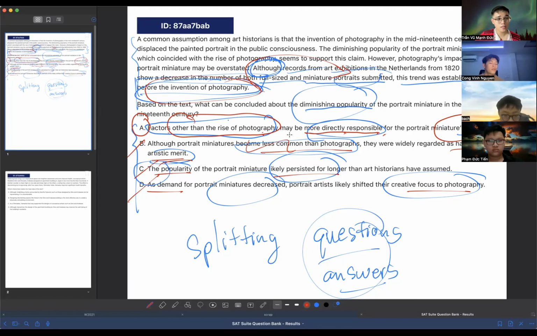For example, A, read it, and then before trying to POE, you try to look for the main distinction of option A, right? So read: factors other than the rise of photography may be more directly responsible. I can see that factors other than the rise of photography and more directly responsible are the things that take the most emphasis in this option. And the same thing goes for less common than photographs and more artistic merit and things like that. That is how you're going to do it.